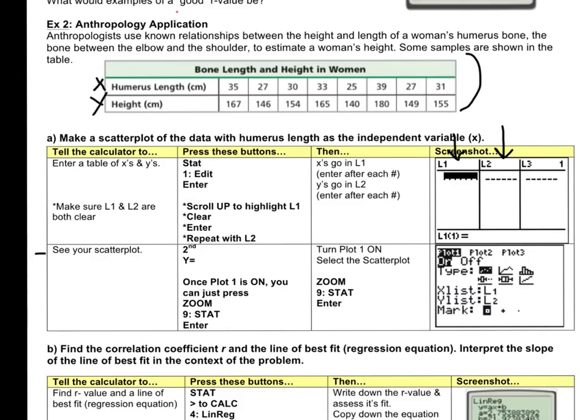Sometimes there's already numbers in there. If you already see a whole bunch of numbers in L1 and L2, you can clear them out all at one time by doing this.